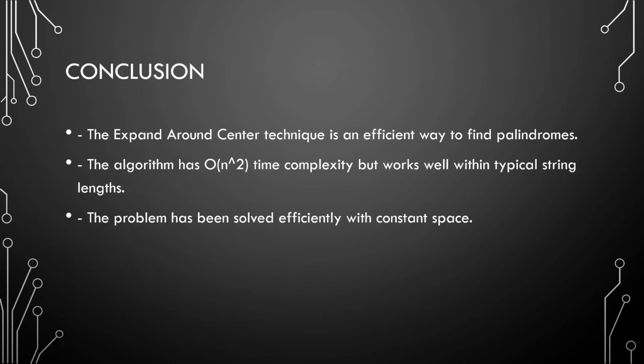In conclusion, the expand around center technique is an efficient way to find palindromic substrings. While the time complexity is O(n squared), the algorithm works efficiently for typical string lengths. This method solves the problem with constant space usage.